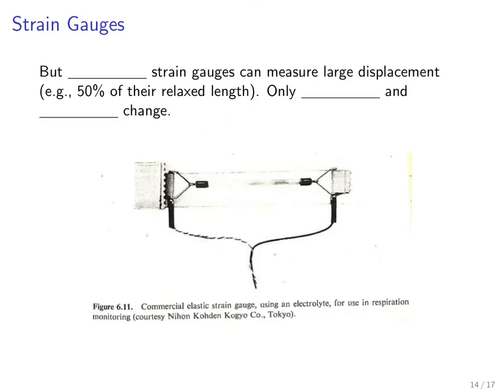Okay, there's a third type of strain gauge, which is called an elastic strain gauge, which is good for measuring much larger displacements. So elastic strain gauges are devices that can measure large displacements, like up to 50% of their relaxed length. And for these strain gauges, really only L and A change, not the conductivity itself. And of course, with the bonded and unbonded, it's also primarily L and A that change, though rho also changes a little bit. Here's an example of a commercial elastic strain gauge.